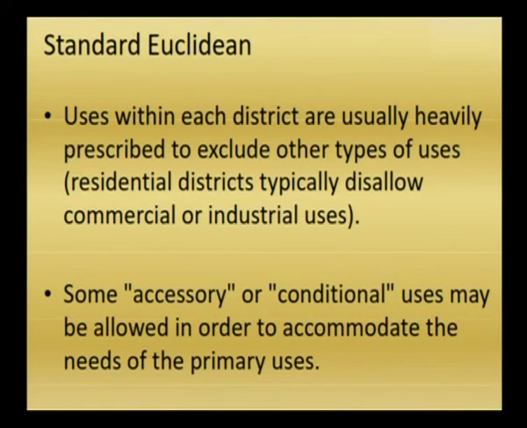Some accessory or conditional uses may be allowed in order to accommodate the needs of the primary uses. So, a typical residential layout, if you look at it, will have one provision store, one grocery store or one vegetable market.